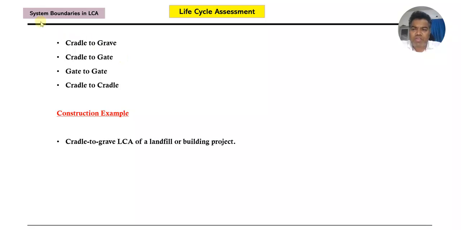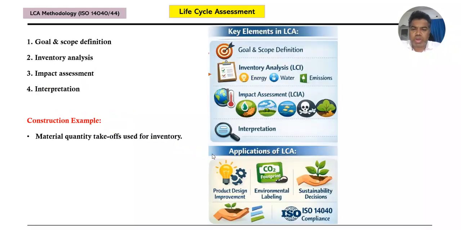Here we have a slide for system boundaries in LCA. As I told you in the last slide, first of all, material goes from cradle to grave, then cradle to gate, then gate to gate, and then finally cradle to cradle. A construction example is cradle to grave LCA of a landfill or building project.